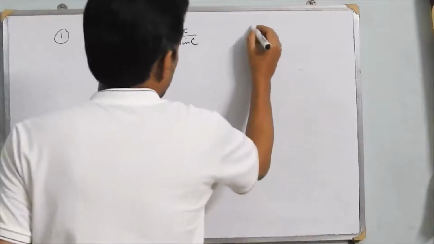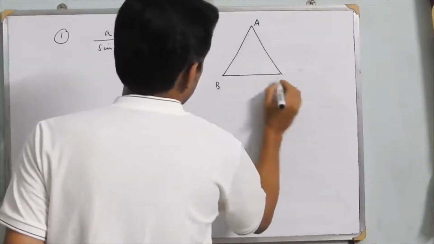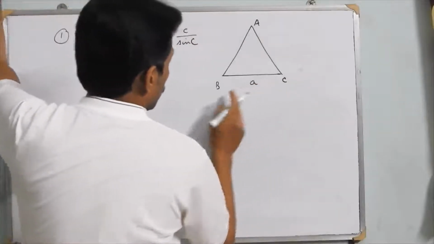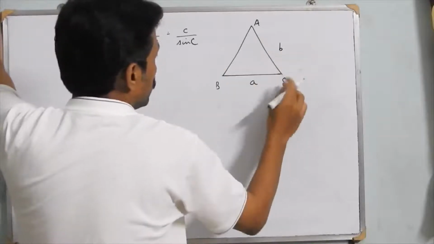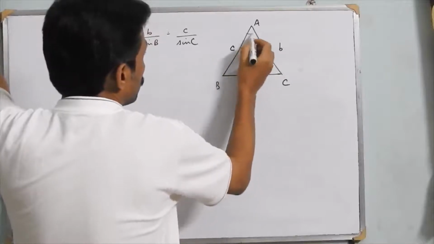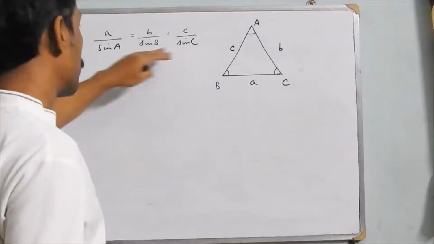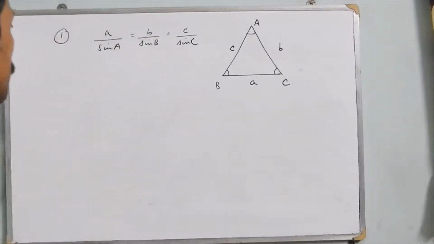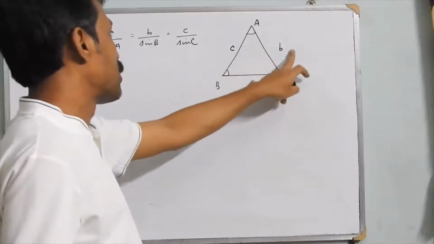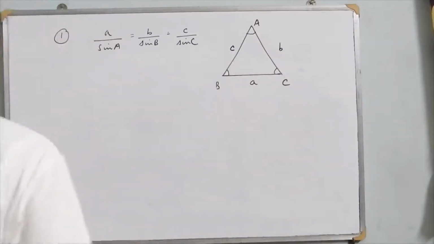Now suppose there is a triangle ABC, side opposite to vertex A is small a, side opposite to vertex B is small b, side opposite to vertex C is small c. This is angle A, this is angle B, and this is angle C. So the rule is called the rule of sines: small a by sin A is equal to small b by sin B is equal to small c by sin C.